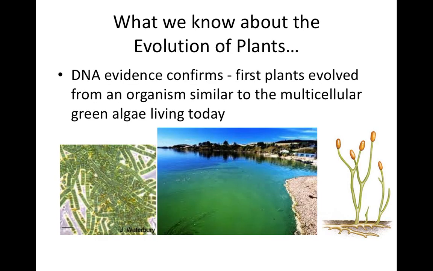Okay, so what we do know is that there's DNA evidence that confirms that the very first plants evolved from organisms that are very similar to what our modern day green algae looks like. Algae actually isn't a plant; it's more like a protist. But there are some similarities. Green algae does participate in photosynthesis. There is evidence that something similar must have been a common ancestor, and then eventually you have the earliest plants, the first plants.